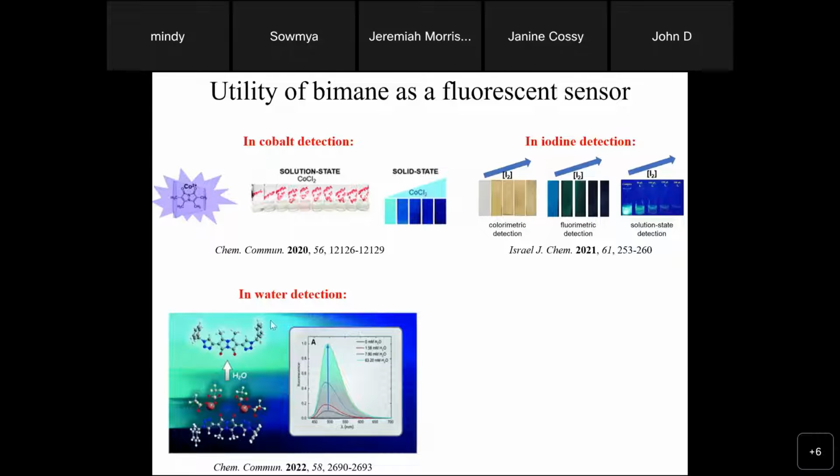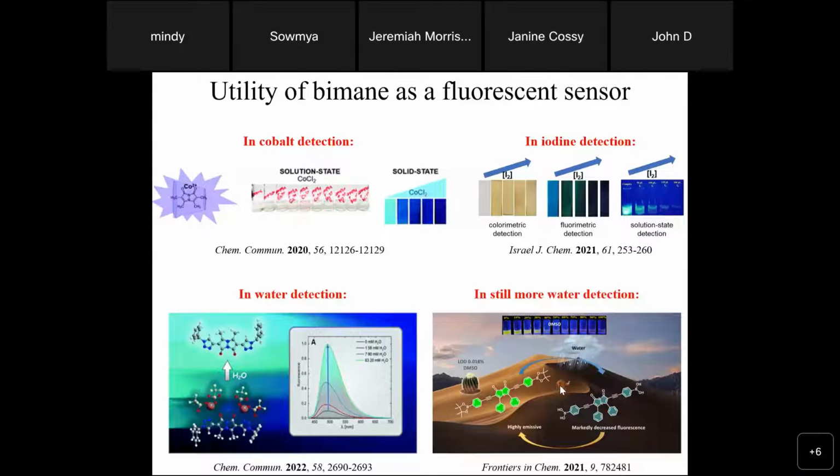We developed a really exciting water detection system for very low concentrations of water, and I will talk about this particular story in more detail on subsequent slides. And then finally, we've done some other detection. We are really excited about both hydrogen peroxide and fluoride detection, which we're hoping to publish soon, as well as a variety of other bimane cyclodextrin projects.